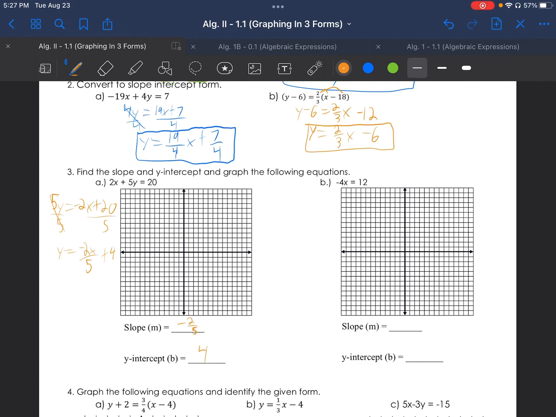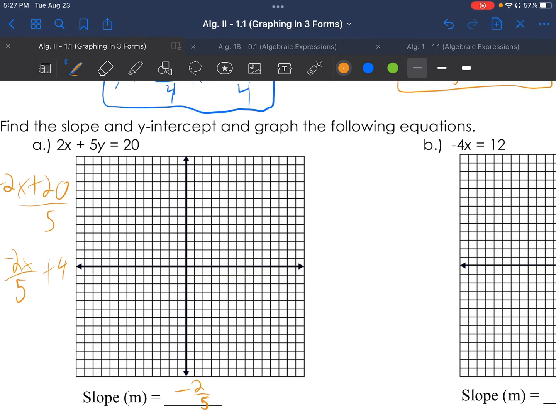So for that, we go up 4. I'm going to zoom in so I can see it better to start, because we begin with the b, and the slope of negative 2 over 5 means it's going to go downhill. So it goes down 2 and to the right 5, or up 2 and left 5. Connect with a straight line and arrows, and it's graphed.